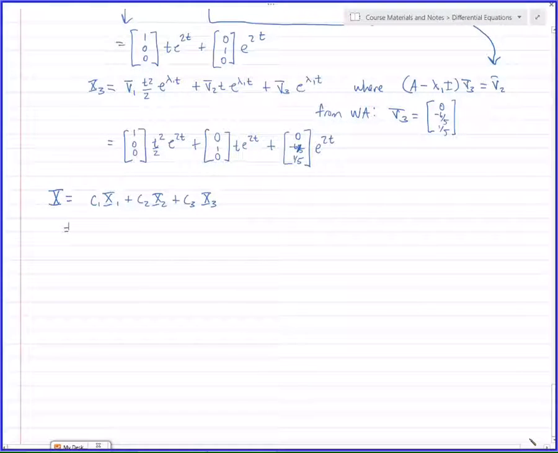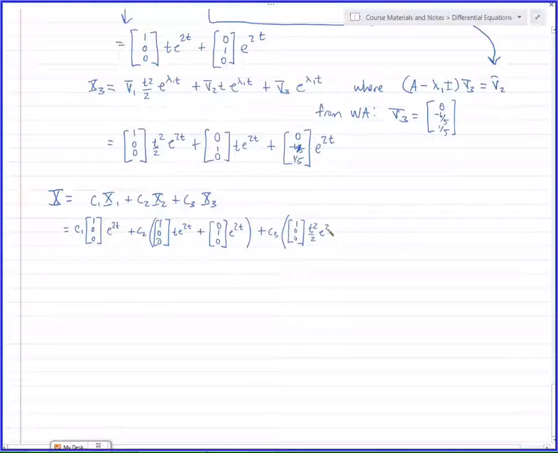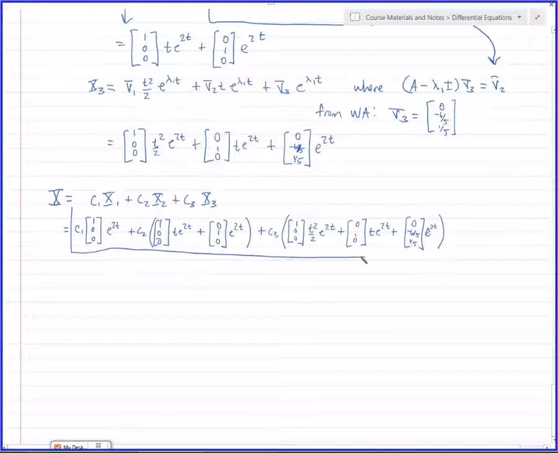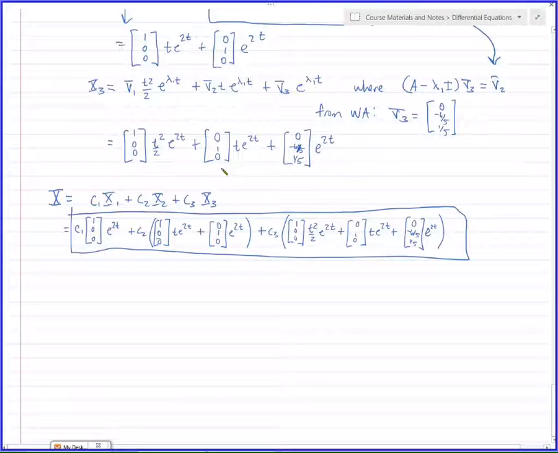It depends on how you combine things. C1 (1, 0, 0) e to the 2t, plus C2 [(1, 0, 0) t e to the 2t plus (0, 1, 0) e to the 2t], plus C3 [(1, 0, 0) t squared over 2 e to the 2t, plus (0, 1, 0) t e to the 2t, plus (0, -6/5, 1/5) e to the 2t]. There's one form of your solutions.